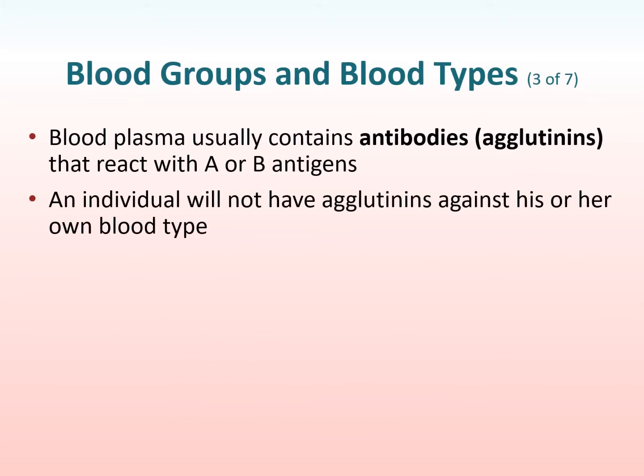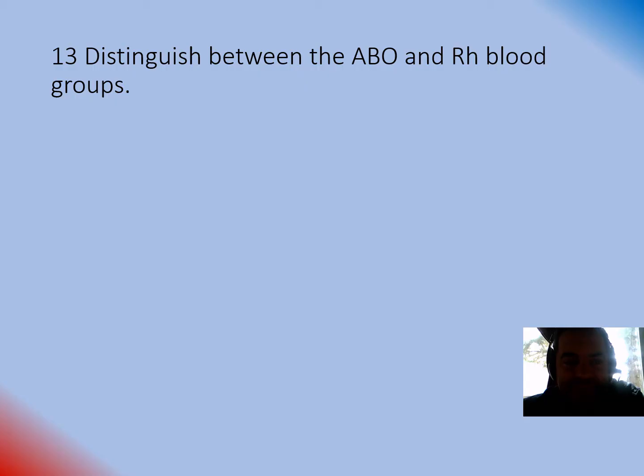Blood plasma usually contains agglutinins or antibodies that react with A or B antigens. An individual will not have agglutinins against his or her own blood type. Distinguish between the ABO and Rh blood groups.